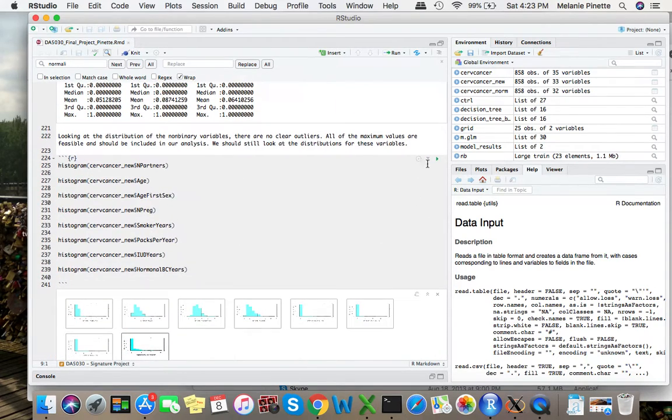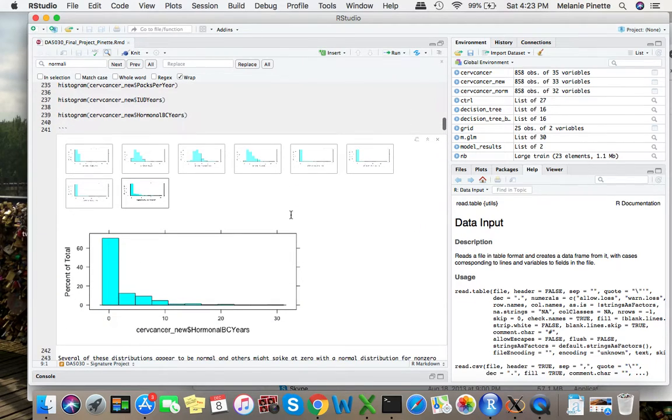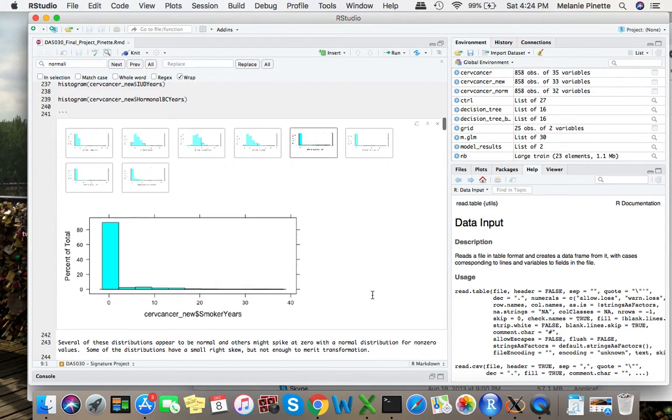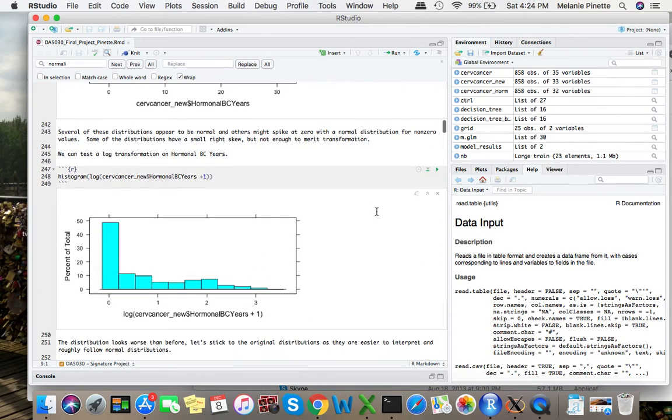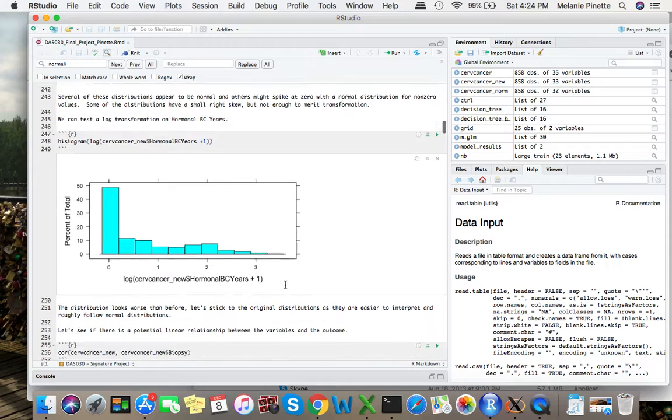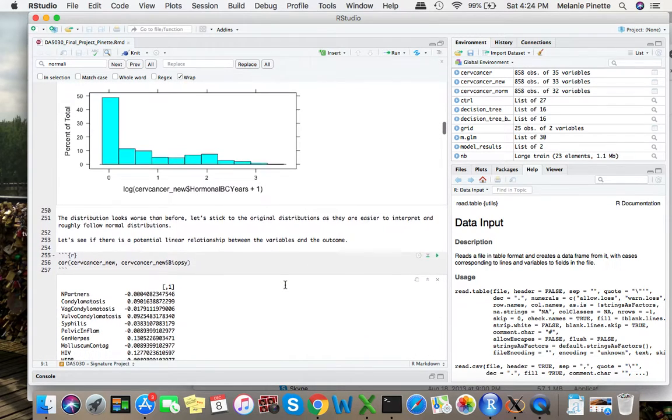Okay, and now we should look at the distribution of our continuous variables as well to check for normality. We have a few variables that look semi-normal, and then some that have a huge bucket of members in 0 and have a tail trailing off to the right. So let's see if we try to log transform at least hormonal birth control years, and it doesn't look like there was much of an improvement when we did that. So we'll leave the continuous variables as they are.